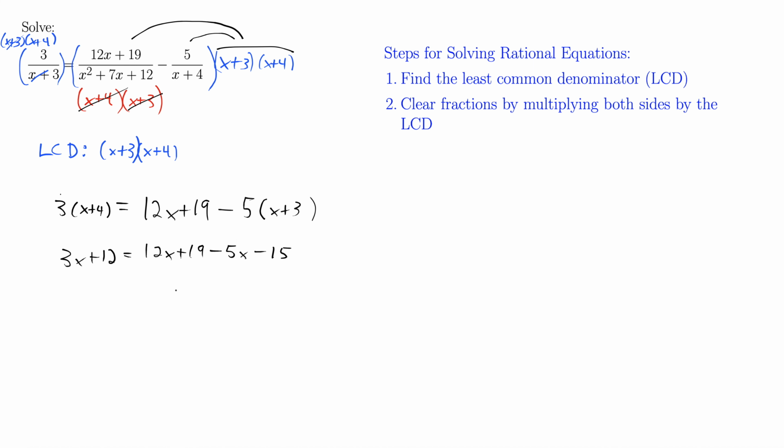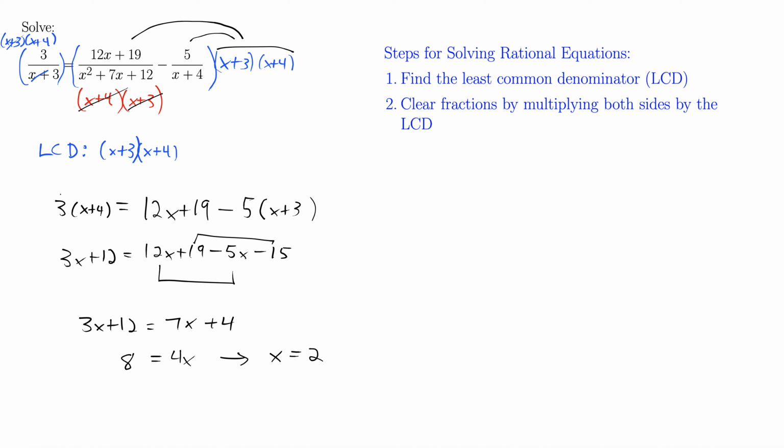Let's do a little more combining like terms here. Leave the left alone, 3x plus 12 equals, how about 12x minus 5x is 7x, and 19 minus 15 is plus 4. I'm going to get all the x's on the right side, so subtracting 3x gives us 4x, and then I'm going to subtract this 4 from both sides. That gives us 8 over here, and divide both sides by 4 to get x equals 2. Is that what you got?